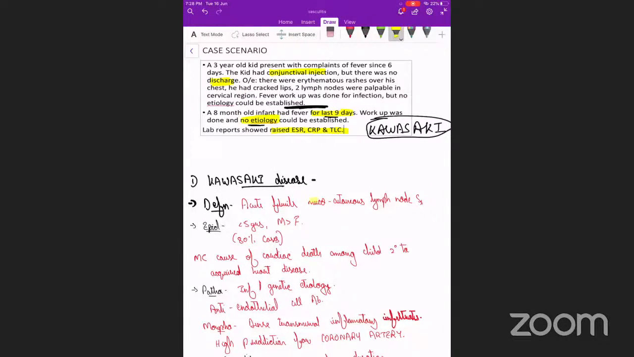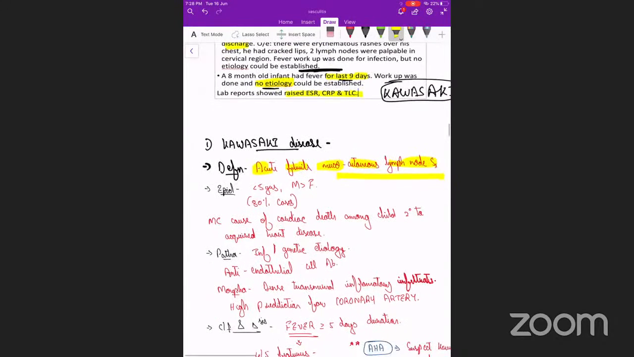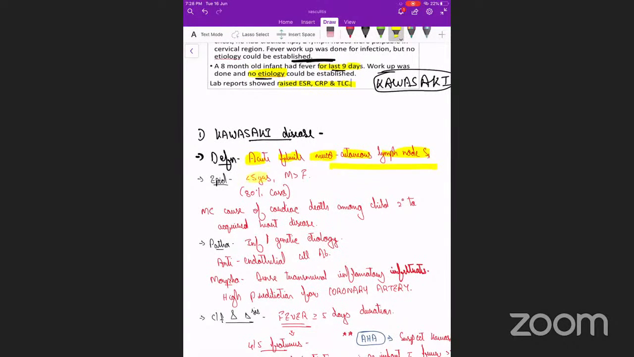Muco because it can involve mucosa like strawberry tongue. Cutaneous because it causes skin rash. Lymph node because it can cause cervical lymphadenopathy. So everything is there in the definition itself. Acute in nature, presenting with fever and all these features. Acute mucocutaneous lymph node syndrome. Epidemiology: usually younger population, less than 5 years. Males are predominantly involved. More than 80% of cases are less than 5 years.